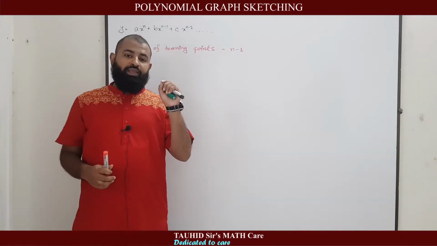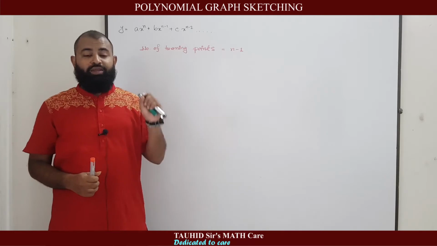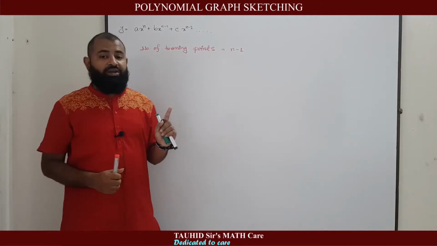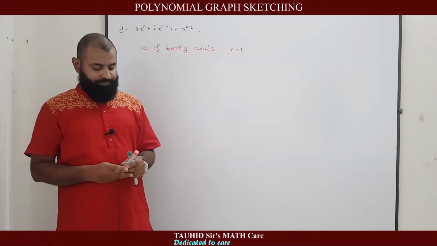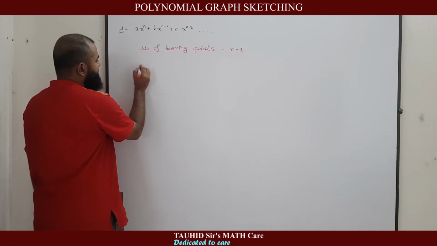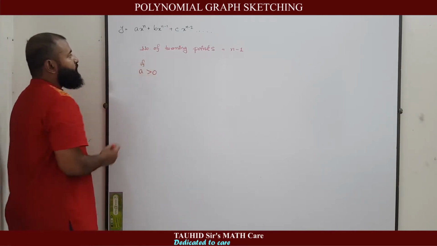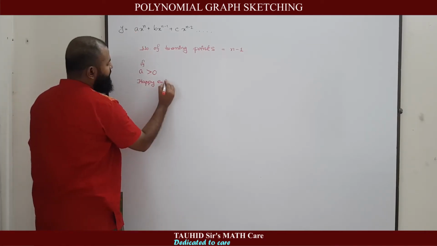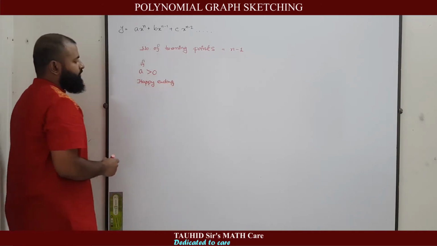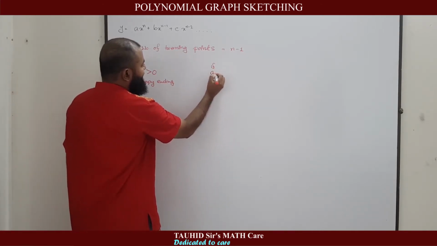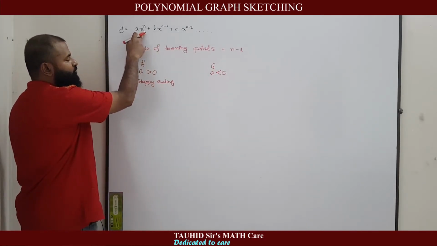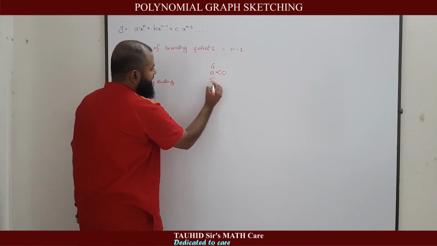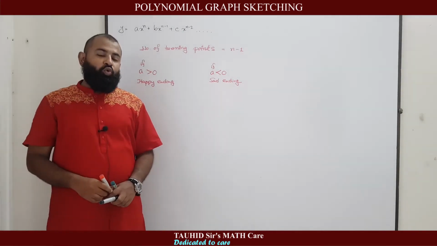That means if the degree of the equation, or the maximum power of x in the equation, is n, then the number of turning points in the curve will be n minus 1. And there will be two conditions. If a is greater than 0, if the coefficient of x to the power n is greater than 0, then it would have a happy ending. And if a is less than 0, the coefficient of x to the power n is negative, then this curve will have a sad ending. Very easy to memorize.